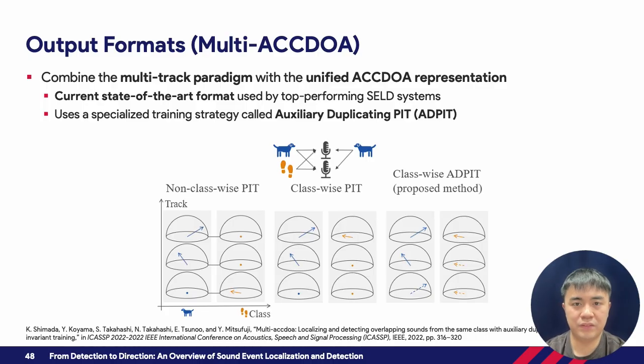So this solves a specific problem. What if you have 3 tracks, but only one active sound event? Standard PIT will match one track to the sound and train the other 2 to output nothing. So this can be a rather weak training signal. So as the figure on the right shows, ADPIT cleverly duplicates the ground truth vectors of active events onto the empty tracks, which are shown by the dotted arrows. So this ensures that all output tracks are matched to a meaningful target, which provides a much stronger, more stable training signal.